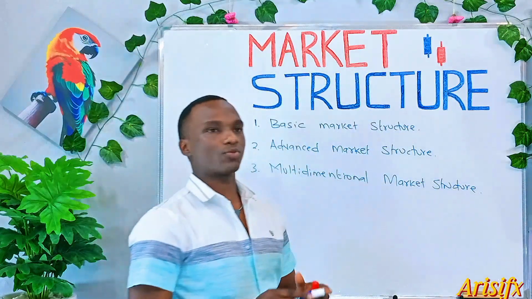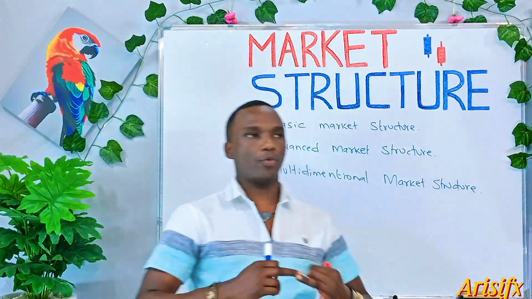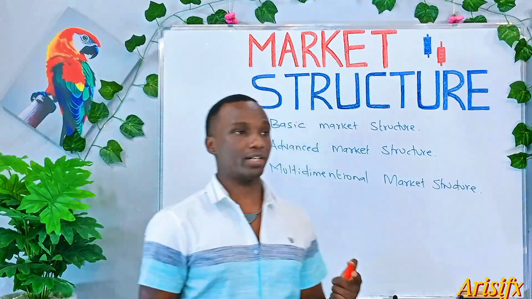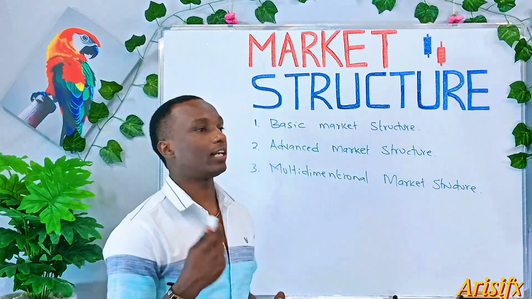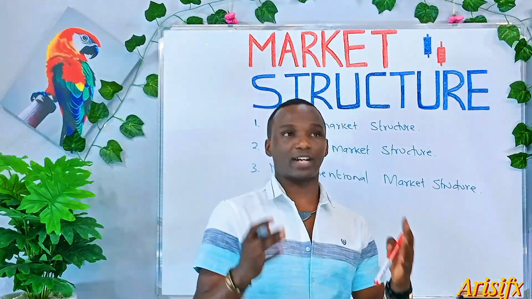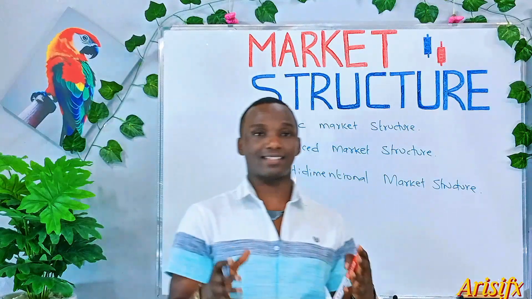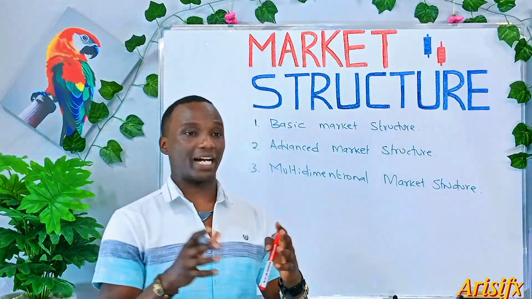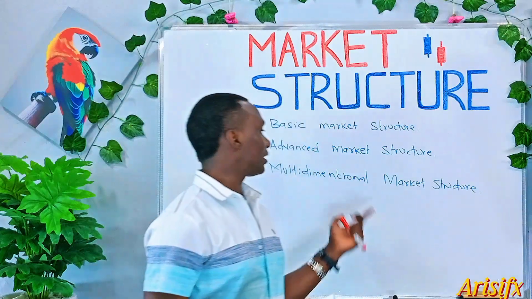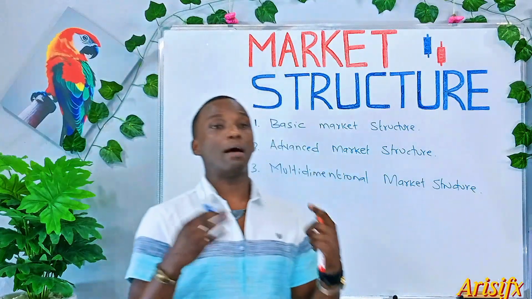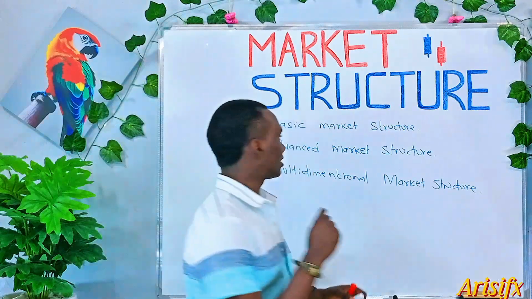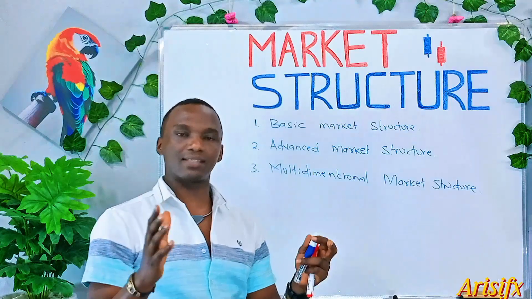So first we start with the basic market structure, where we form higher highs and higher lows when you are looking at an uptrend, or lower lows and lower highs in a downtrend. We are going to look at the advanced market structure, whereby we will be discussing the internal market structure in a high and in a low. And lastly, we'll be looking at the multi-dimensional market structure. Just to start, let us look first at the basic market structure.